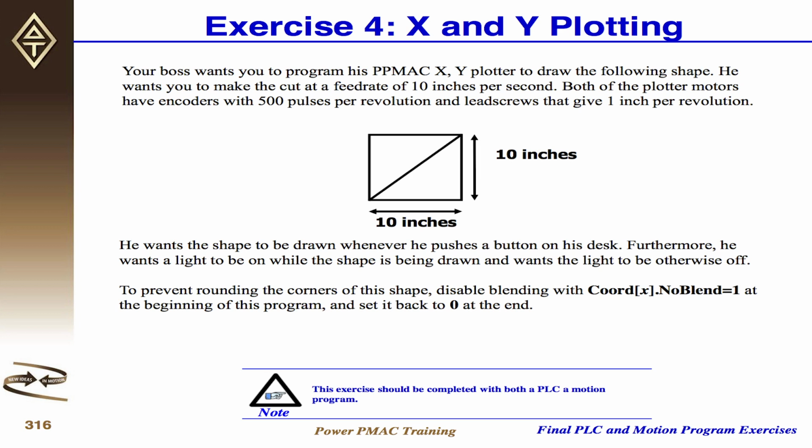So in a PLC you'll be monitoring the tactile switch, and when it's hit you will start gathering and run this program. And you want to disable blending for this by setting chordx.noblend equals 1, and that way you will cut the sharp corners. If you don't disable blending, then you'll make kind of this weird rounded box, which is not what you want. So this exercise uses one PLC and one motion program.